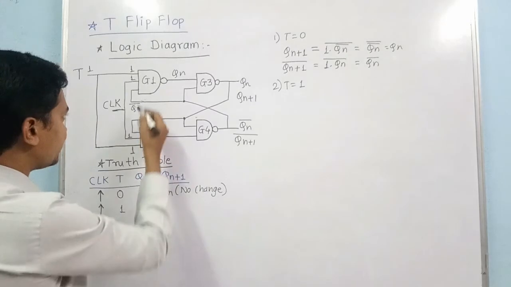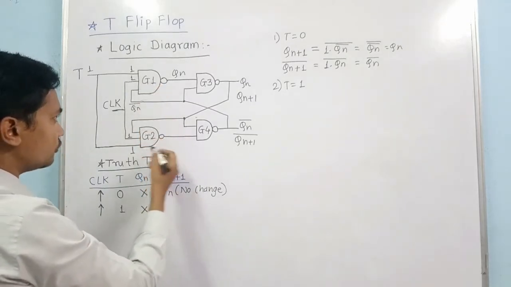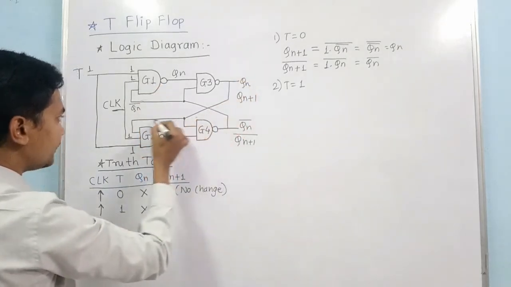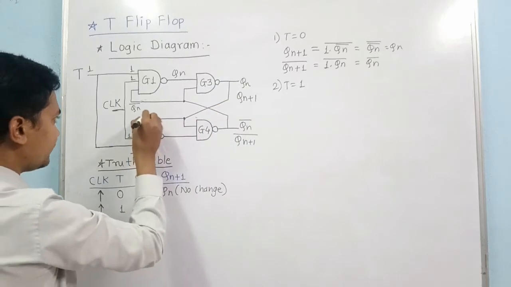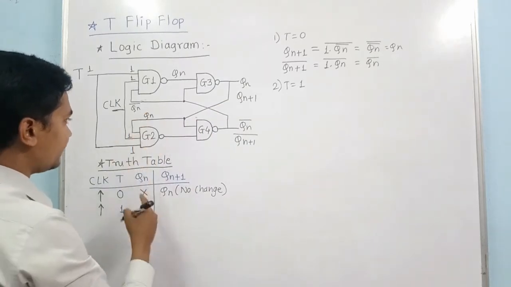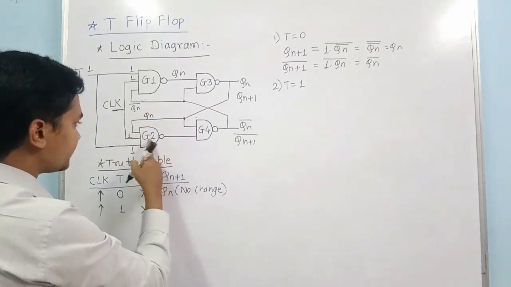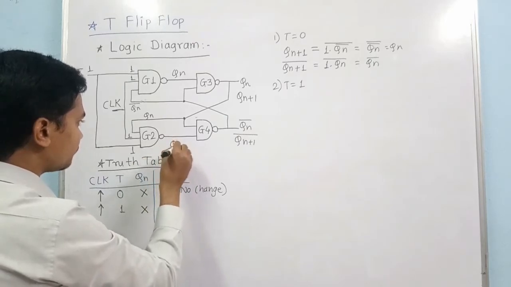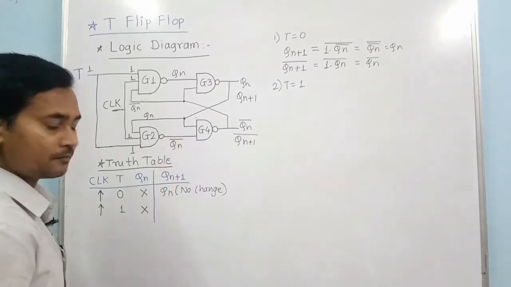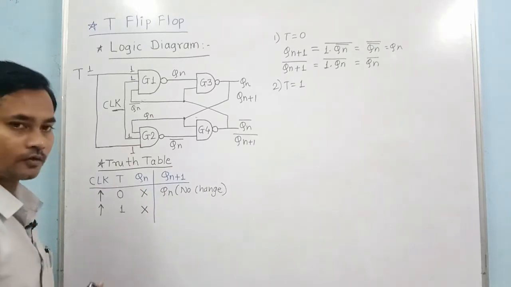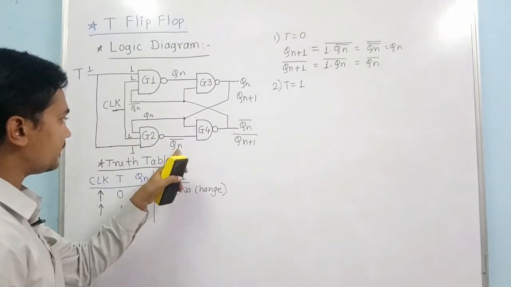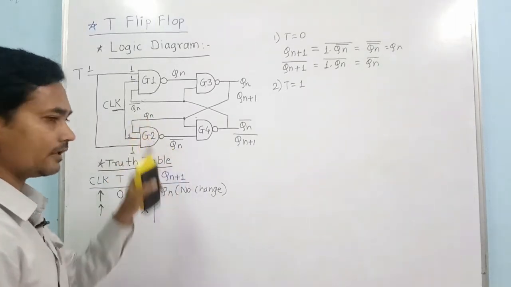Similar to this gate, here G2: Qn is coming on this line. And what will be the output of G2? It's Qn bar, because all other inputs are 1, 1. So we will get the complementary version of the remaining input.